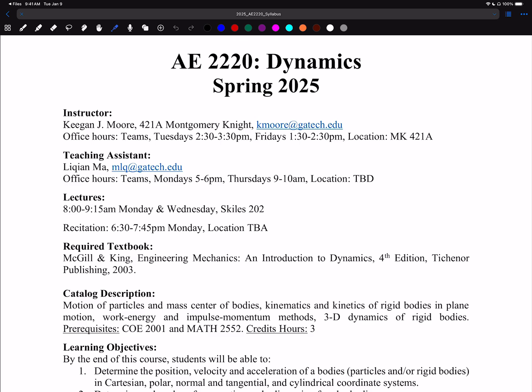My office is located in 421 Montgomery Knight, 421A specifically. This is where I'll have office hours, and if you ever need to come meet with me outside of office hours, that's where we would have those, or through Teams. In general, the best way to reach me is through Teams. I do include my email here, but the best way to reach me is through Teams. So send me a message either on your group channels or directly.